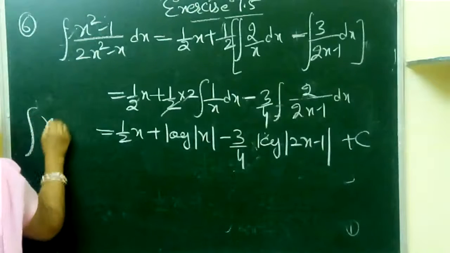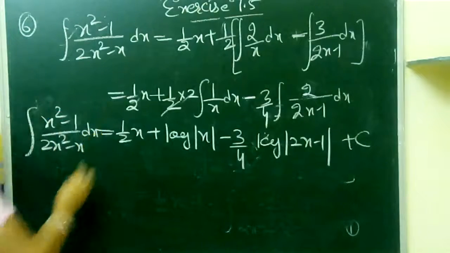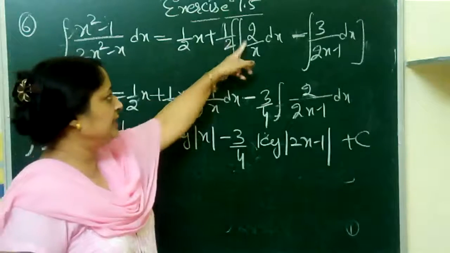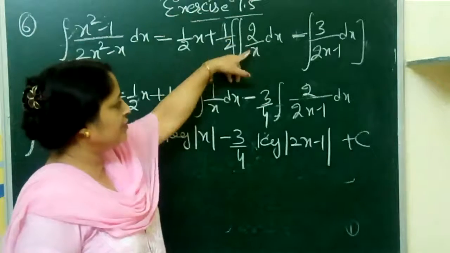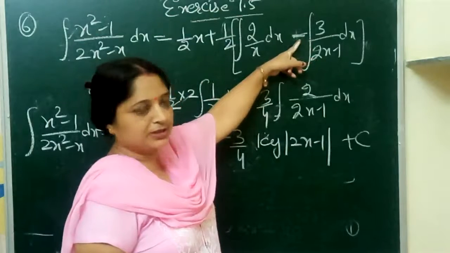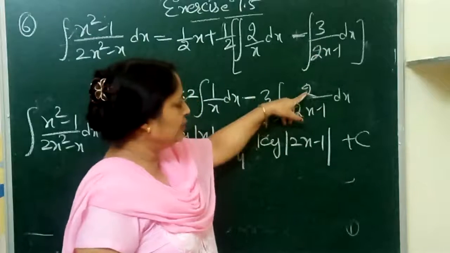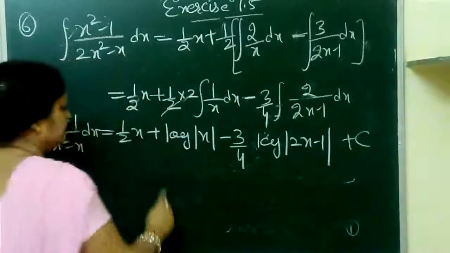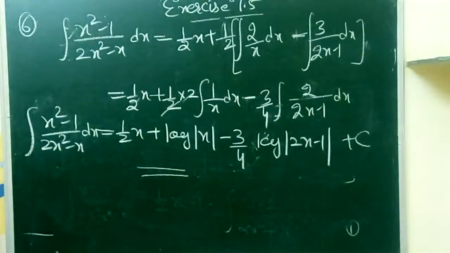This is the integration of (x square minus 1) upon (2x square minus x) dx. Once again I am telling you, here 1 by 2x, here 1 by 2 is outside, so multiply this term. Take 2 outside because it is constant, and integration of 1 by x is log mod x. And here take 3 outside common, so it will be left 3 into 1 upon 2x minus 1. So we are multiplying here with 2 and dividing with 2, then this 2 and here 2, it will come 4. So this is the required solution of question number 6. This question is very, very important.